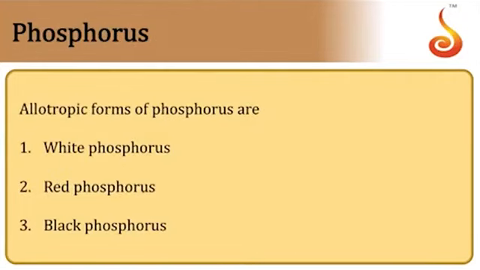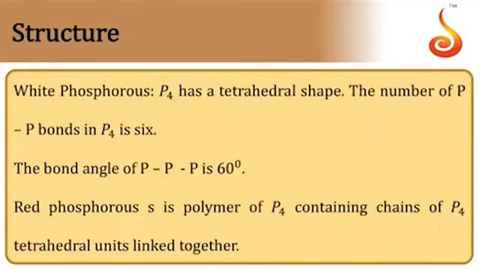Phosphorus has 3 allotropic forms: white phosphorus, red phosphorus and black phosphorus. White, red and black we have. Now the white phosphorus has individual discrete tetrahedral units with a P4 structure. That is, we can take a tetrahedral unit like this.